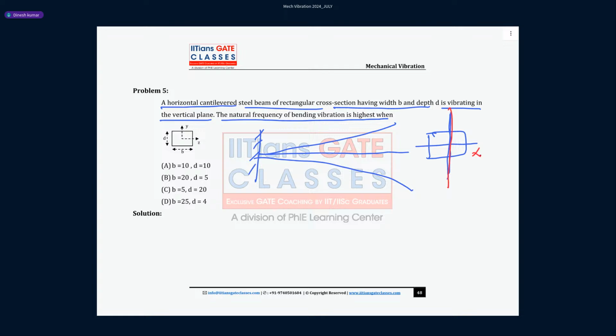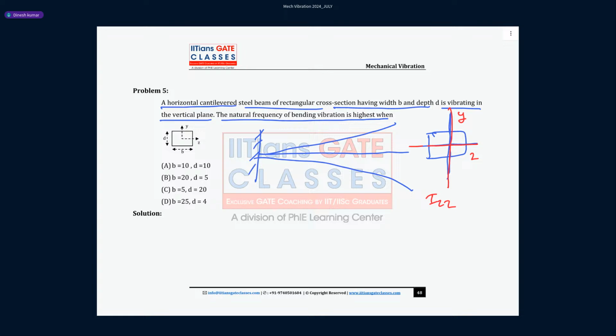If it is vibrating in this vertical plane, you will take inertia about which axis? Suppose this is x and this is y. No, here they are already given z and y. So this is z and this is y. It will be about the z axis, right? Because the resistance to vertical deflection will be provided by the horizontal inertia. So it will be Izz.